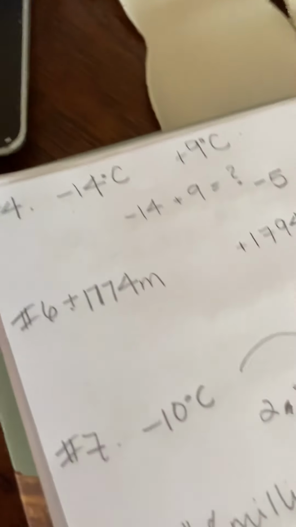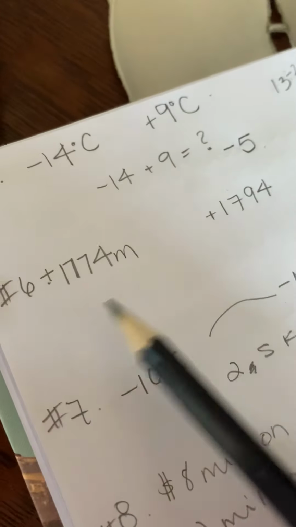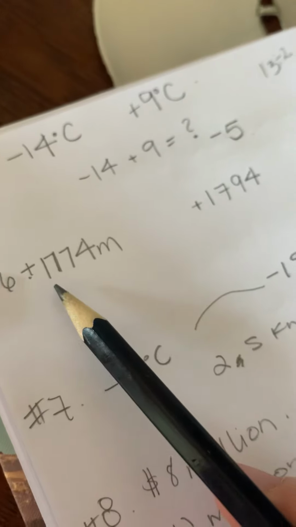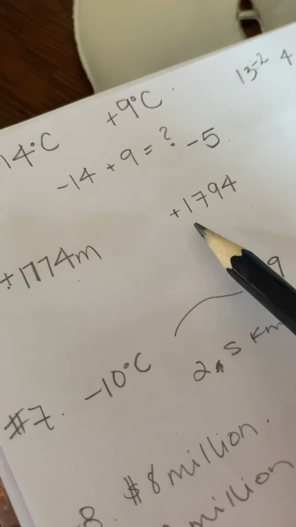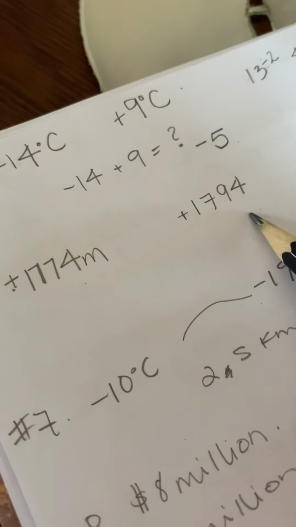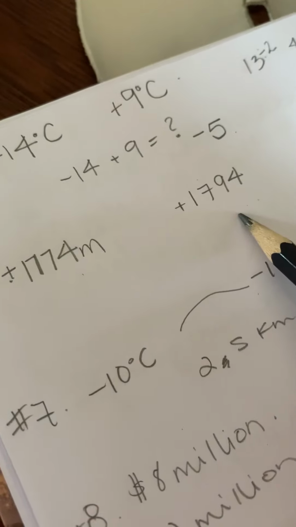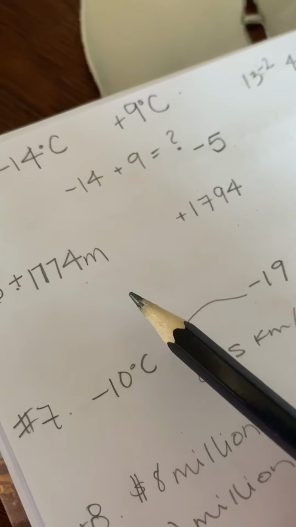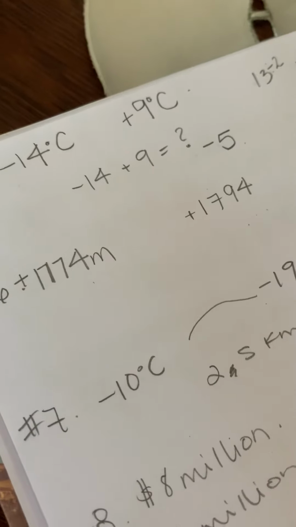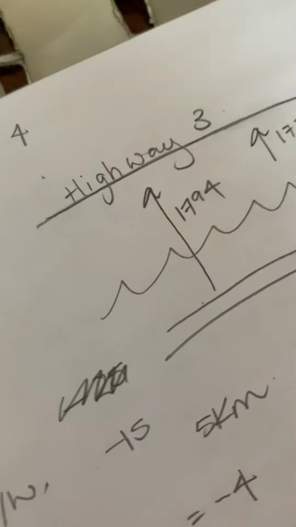So again, I wrote down my two numbers. So I have a river that's 1,774 meters above, and then a tunnel that's 1,794 meters above. Now the question is asking what is the elevation of the tunnel. So the tunnel, I know, will have to have a negative elevation because it is below the river. It's under the river. So I drew a little diagram here.